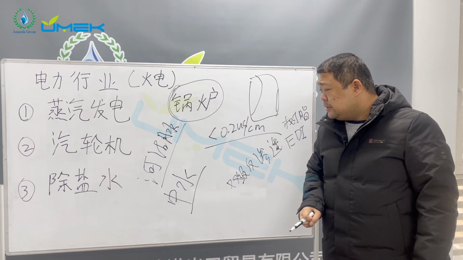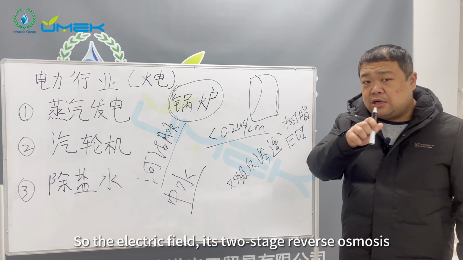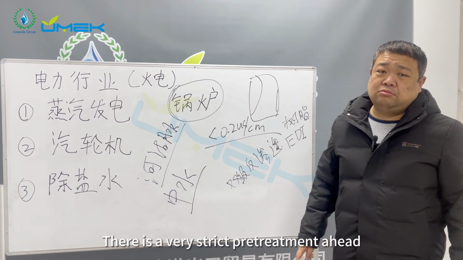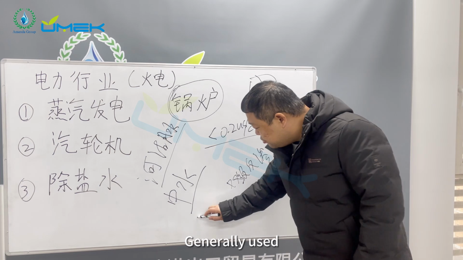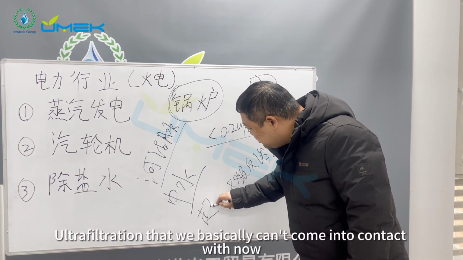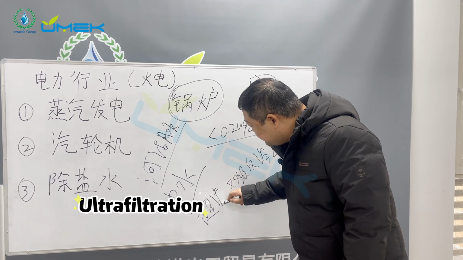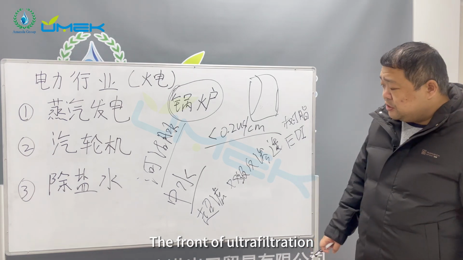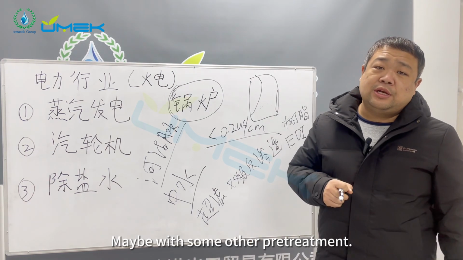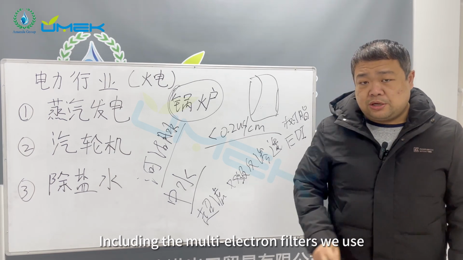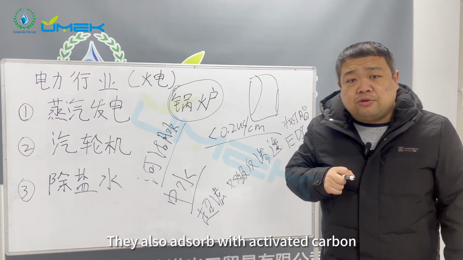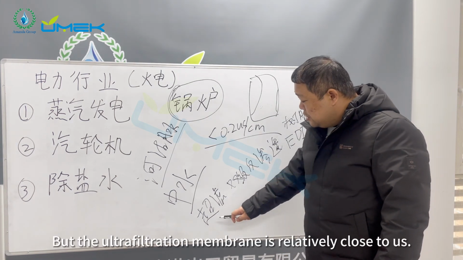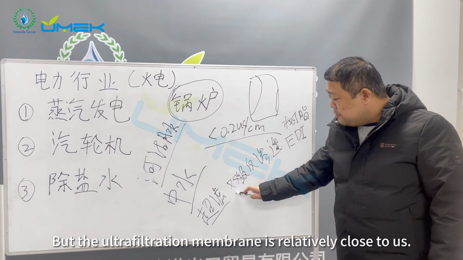What do you do now? So the power plant uses double-stage reverse osmosis, with a very strict pretreatment ahead. Generally ultrafiltration is used, which we basically can't come into contact with now. Ultrafiltration will be added in front of reverse osmosis. In front of ultrafiltration, maybe there is some other pretreatment, including the multi-media filters we use. They also adsorb with activated carbon, which is sometimes used. There may be related sedimentation tanks, but the ultrafiltration membrane is relatively close to us.